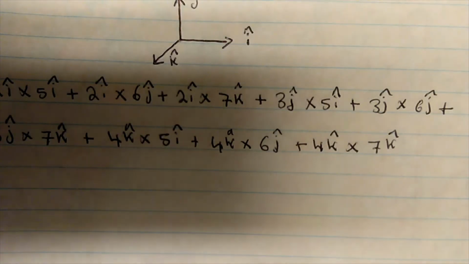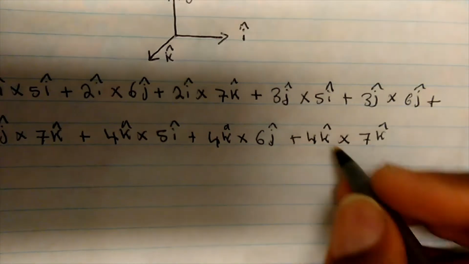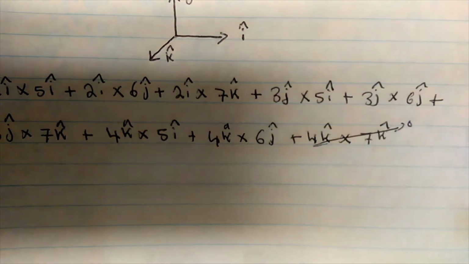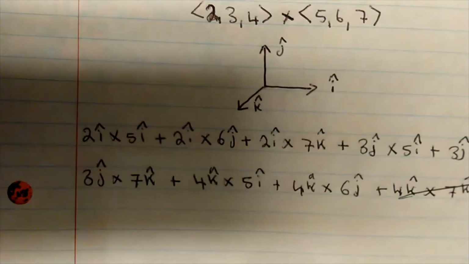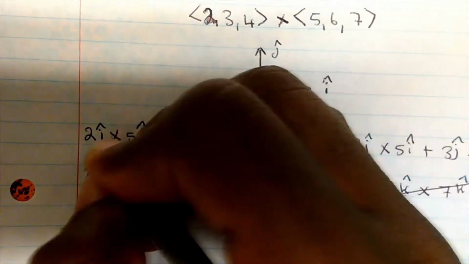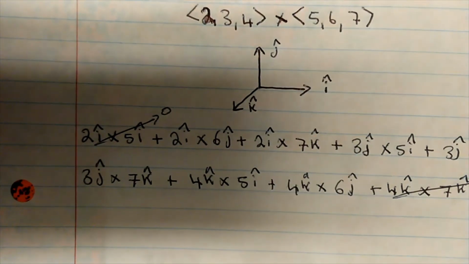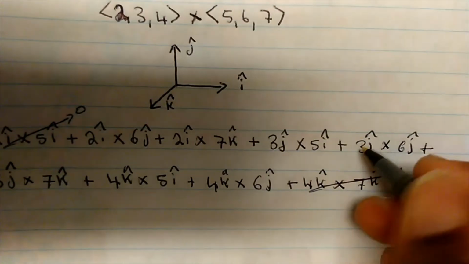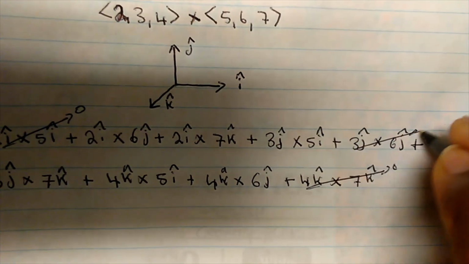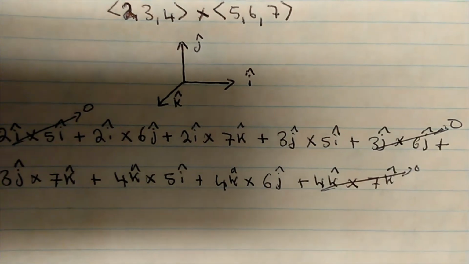And remember we said that anything that points in the same direction is 0. So 4 k hat crossed into 7 k hat, that's 0. Well, that's nice to know. 2 i hat crossed into 5 i hat, since they're both i hat, we know that's 0. And we also know that 3 j hat crossed into 6 j hat is also 0. They're pointing in the same direction.